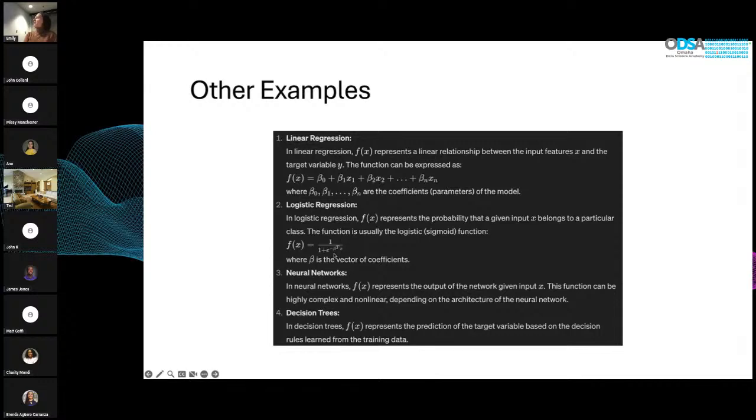And we can do the same thing with logistic regression. f of x is equal to 1 over 1 plus e to the negative beta transpose x. You don't need to memorize that for this class, but that's just saying that this is another function. So this is the functional form for logistic regression. Neural networks and decision trees can have functions as well.